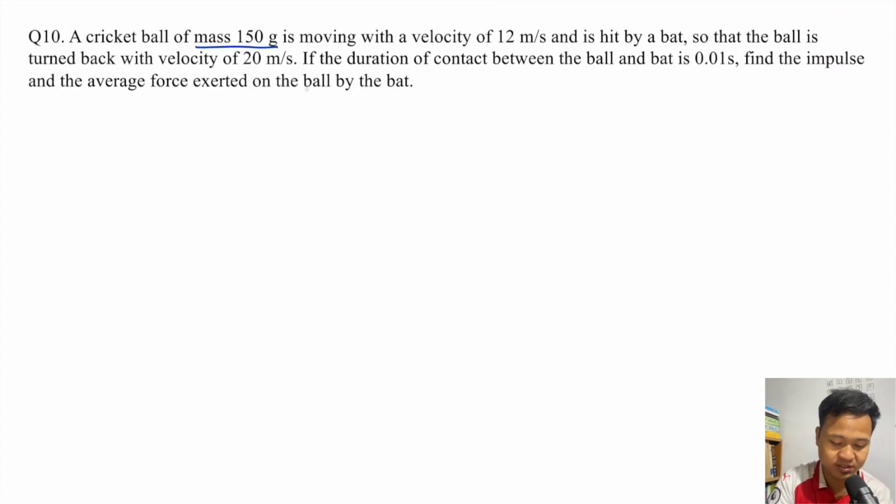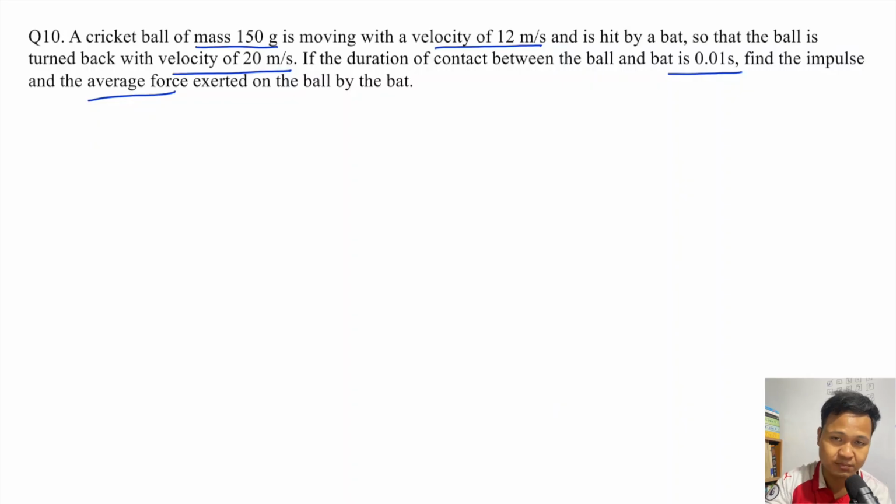First, question 2. A cricket ball of mass 150 gram is moving with velocity 12 meter per second. It hits a bat, and the ball is turned back with velocity 20 meter per second. If the duration of contact between the ball and bat is 0.01 second, which is very small, find the impulse and the average force. Impulse is the change in momentum.